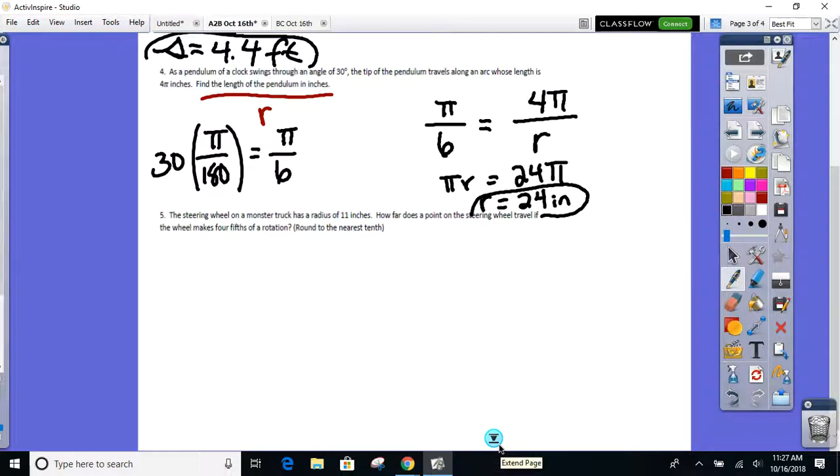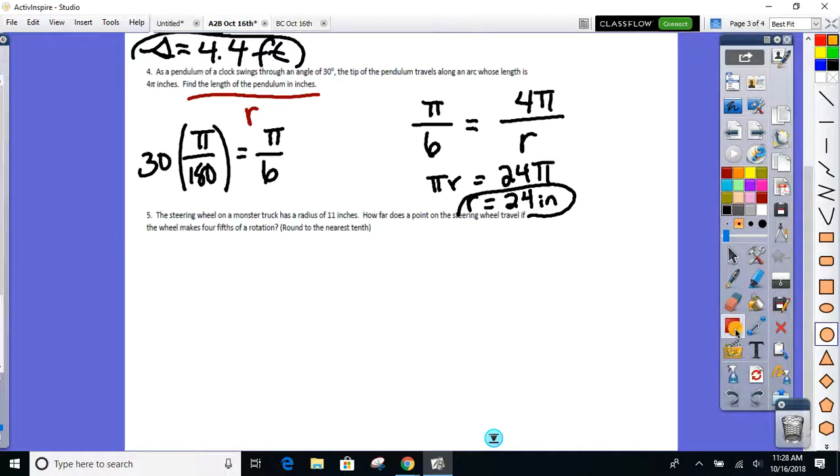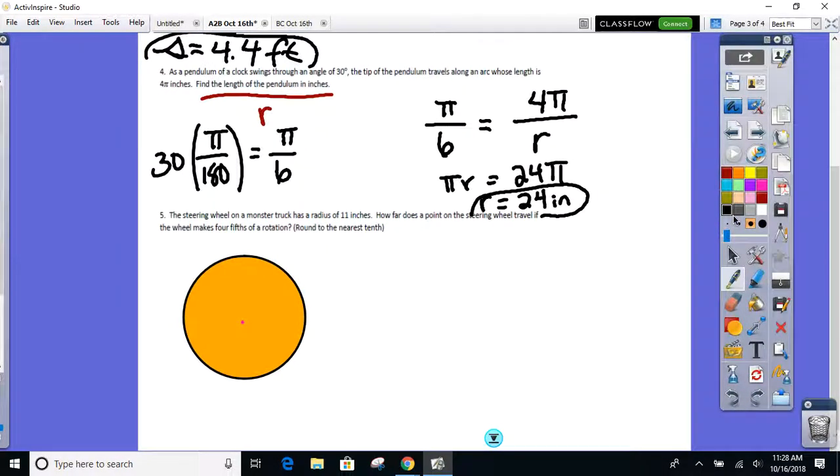And then number 5, here we go. Steering wheel of a monster truck. Radius of 11 inches. How far does the steering wheel travel if the wheel makes 4/5 of a rotation? We got some discussing to do, huh? So the 11 is going to be my what value? That's my radius value, my R value.